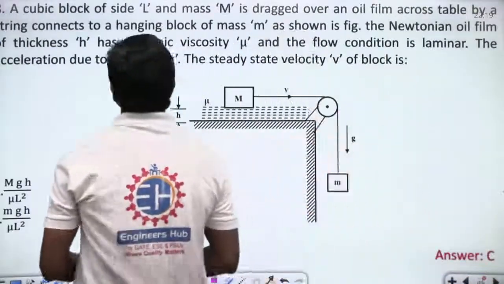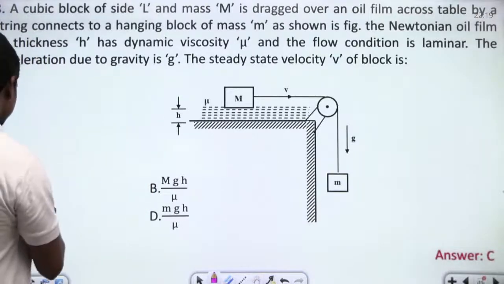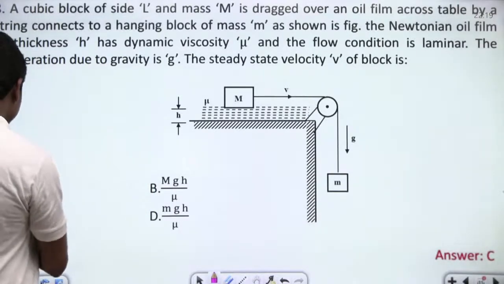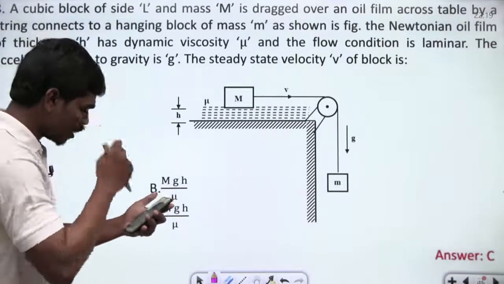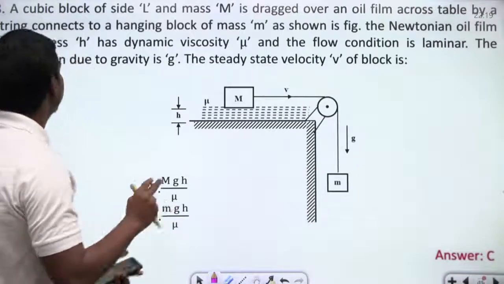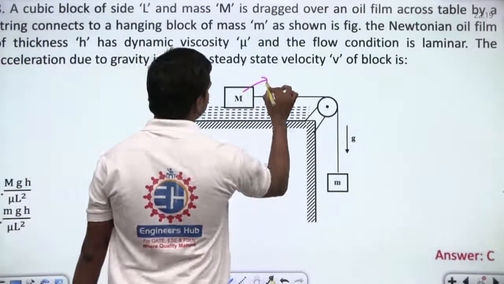So there is some problem here. There is some pulley and this arrangement. I hope all of you are fine, correct? Yes, all comments are fine here. Okay, good. A cubic block of side L. If this is a cubic block, look here. This is a cubic block.